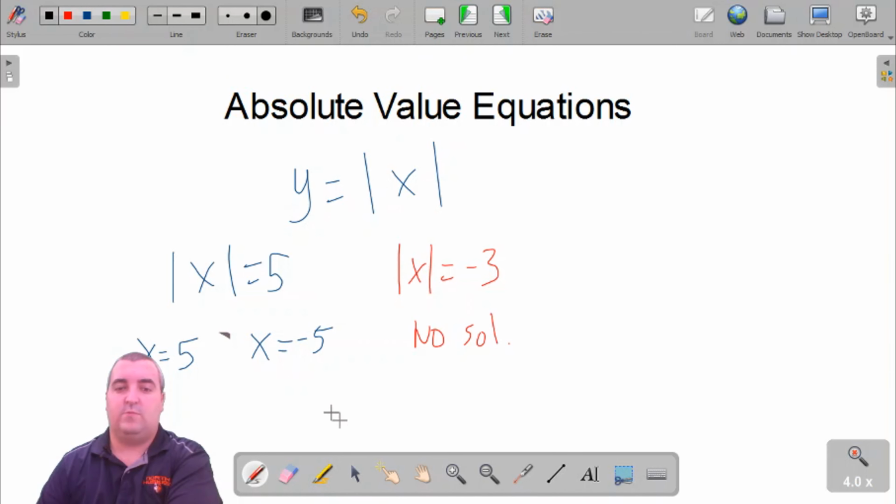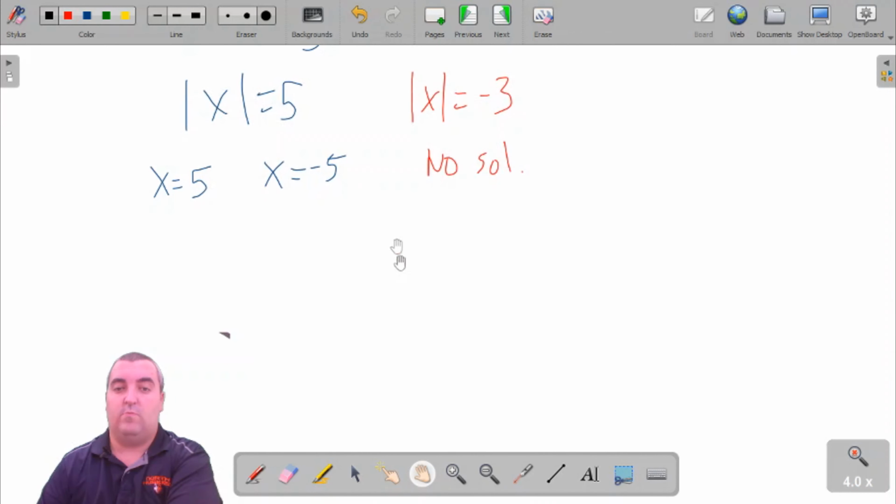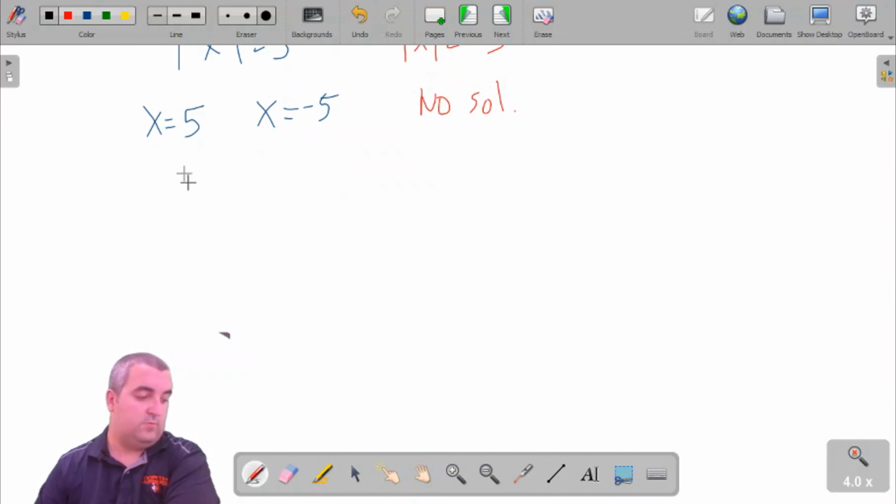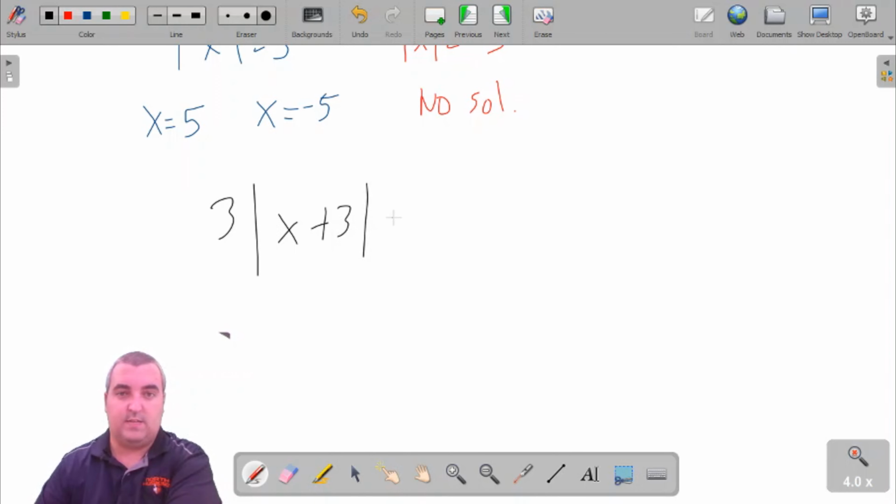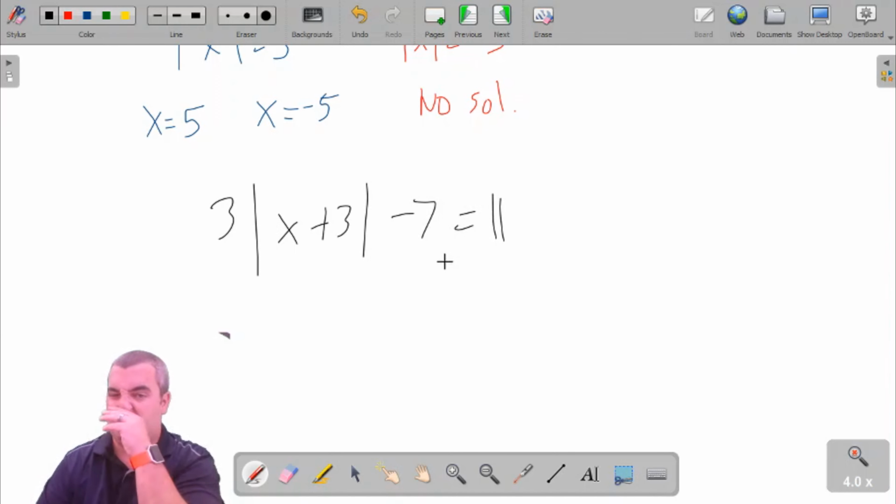So let's go to ones that will require us to do a little bit more work. I've got one here: 3 times the absolute value of x plus 3, minus 7 equals 11. So here looks like a typical equation, except now we've got these absolute value symbols in. Just like a typical equation, when you're trying to solve it, your whole point is trying to isolate this variable. Now the problem is the variable is trapped, if you will, in these absolute value symbols. So we still want to try to solve for it.